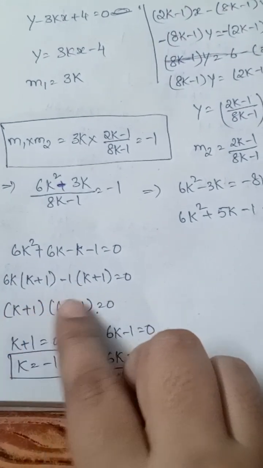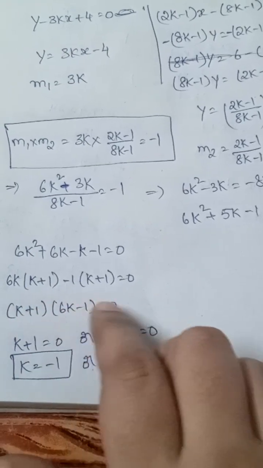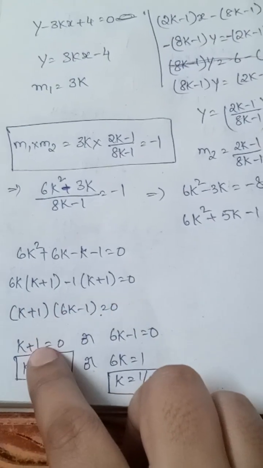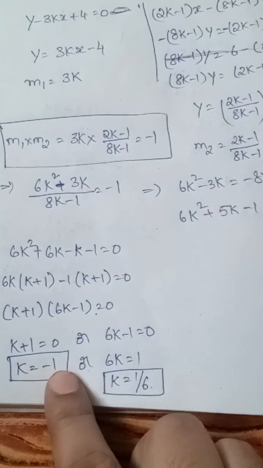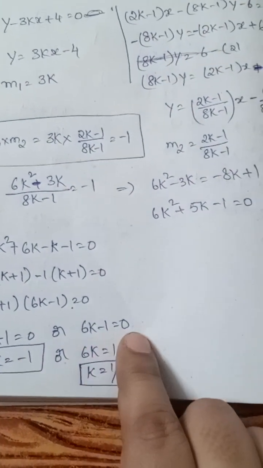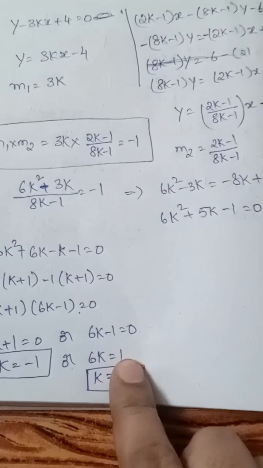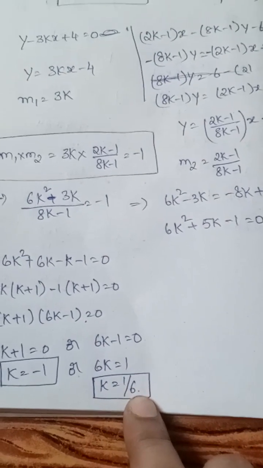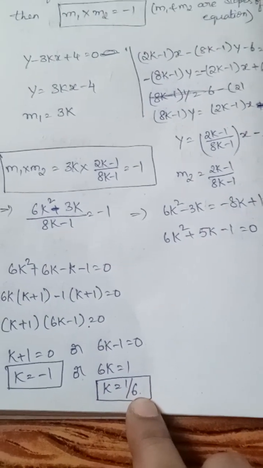Now if the product is 0, any one of these two must be 0. So k plus 1 equal to 0, that is k equal to -1, or 6k minus 1 equal to 0, 6k equal to plus 1, k equal to 1 by 6. Got the values of k, right?